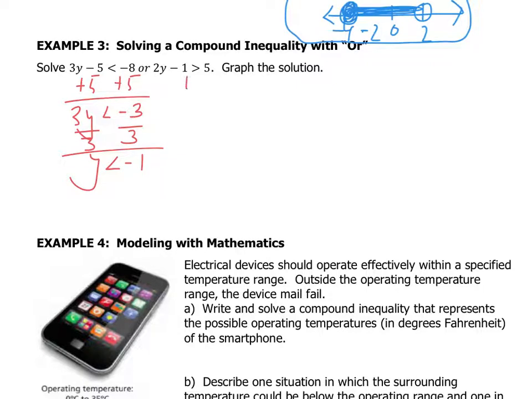And then I move on to the second one. So I'm adding 1 to both sides. 2y is greater than 6. Divide by 2.